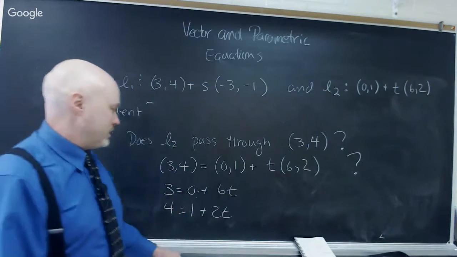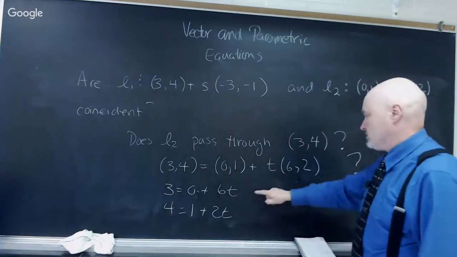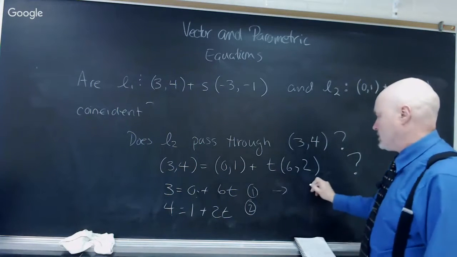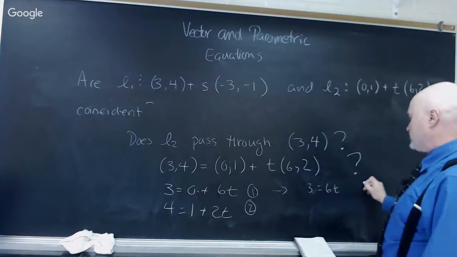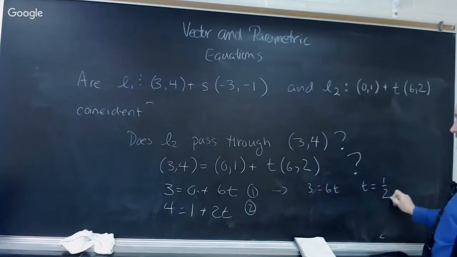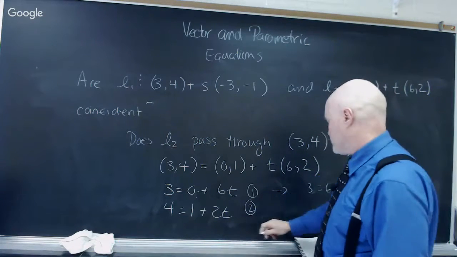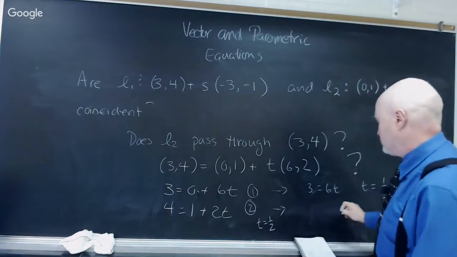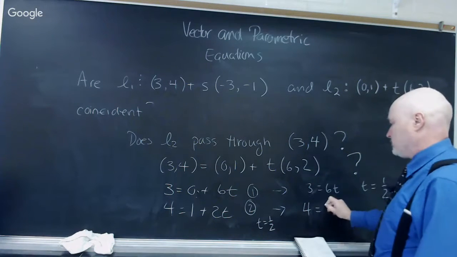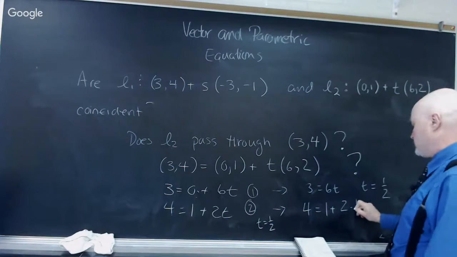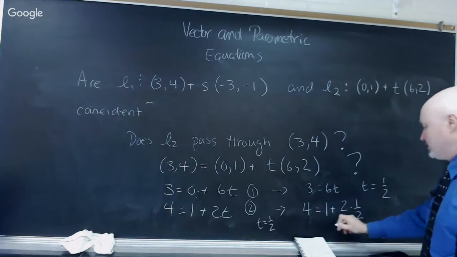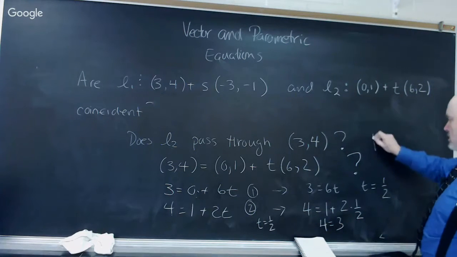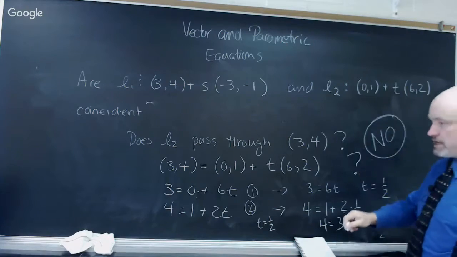So let's find out what the value of t is here. For number 1, 3 would have to be equal to 6t, so t would have to be equal to 1/2. So let's plug this into equation 2. 4 would have to be equal to 1 plus 2 times 1/2. So 4 would have to be equal to 3. So the answer is no.